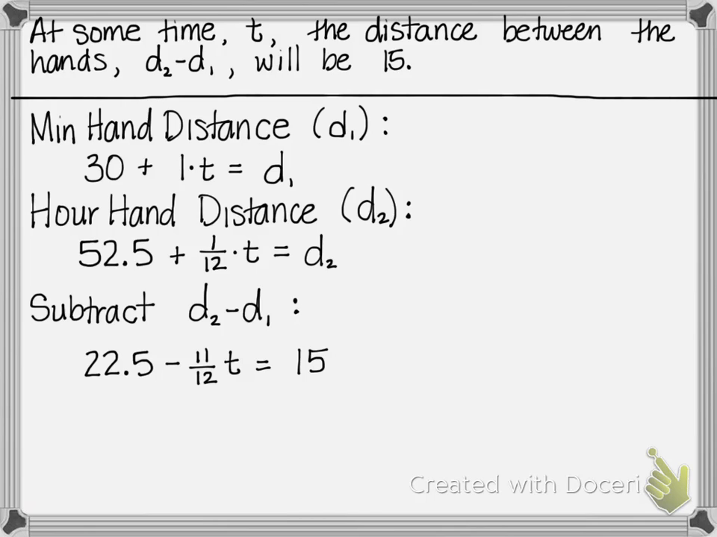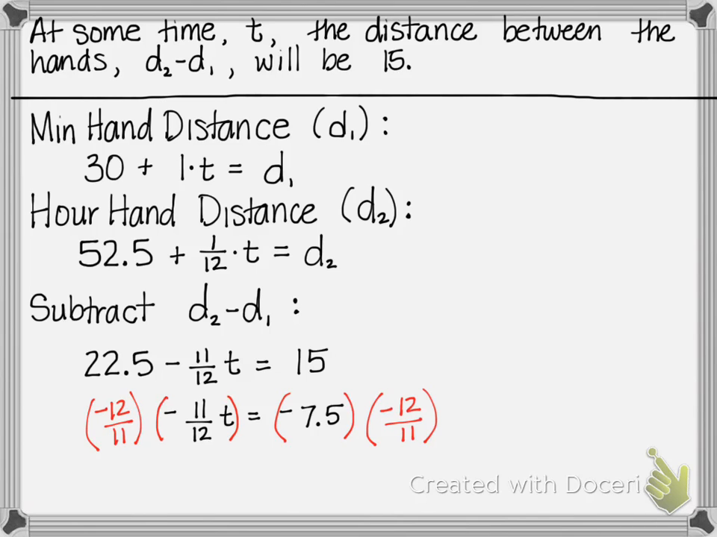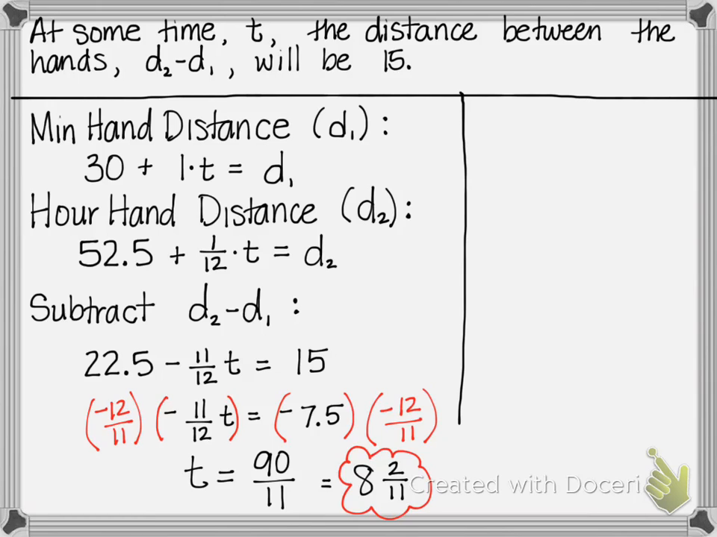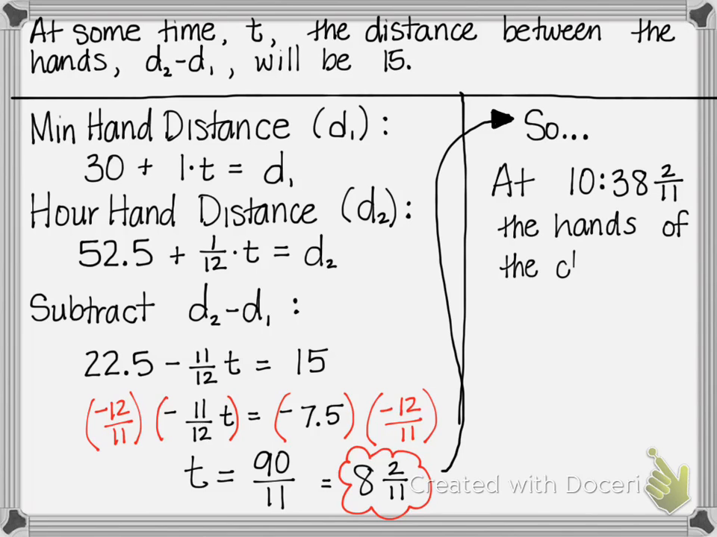Now we're going to subtract the 22.5 from both sides, and we'll end up with negative 11/12 t equals negative 7.5. We need to eliminate that fraction, so we're going to multiply both sides by the reciprocal, negative 12/11. And when we do so, we get that t equals 90/11. That improper fraction is not that useful in real life, so let's change it to a mixed number, and we get 8 2/11. So that's how far the tick mark has to move past the 10:30 mark, which means at 10:38 2/11, the hands of the clock will be perpendicular to each other.